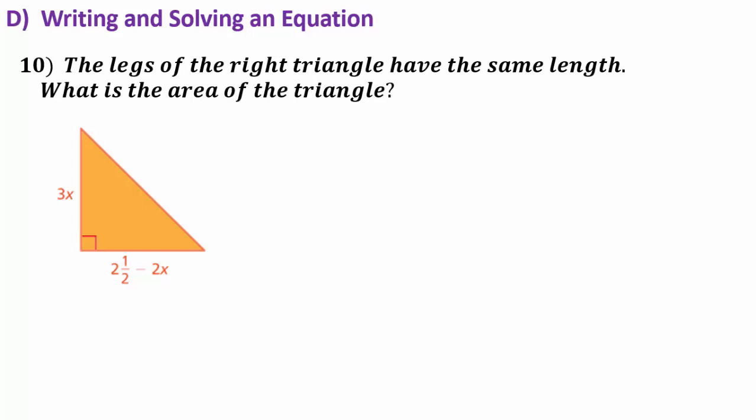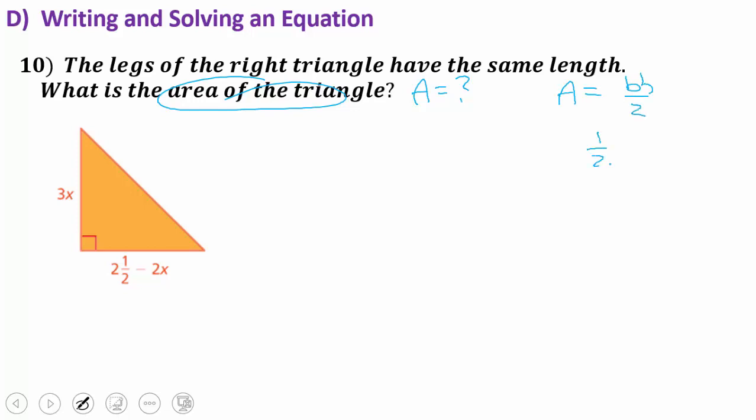Number 10, the legs of a right triangle have the same length. What is the area of the triangle? So first of all, area of a triangle is what? Let's remind ourselves, area of a triangle is equal to base times height divided by 2. Some of you know it as 1/2 base height. Base and height have a special relationship. The base and the height of any triangle have to be perpendicular. That means they have to intersect at right angles.